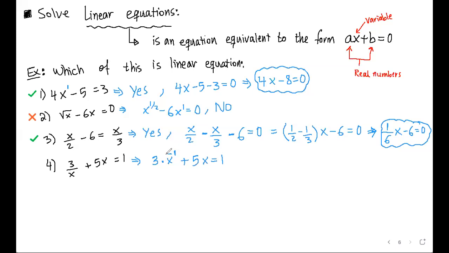So this is linear? No, it's not linear. To be linear, the exponent should be 1 or 0 only. So this is not linear. So now by this example we learn which of them is linear and which of them is not linear. Now let's go to solve a linear equation.